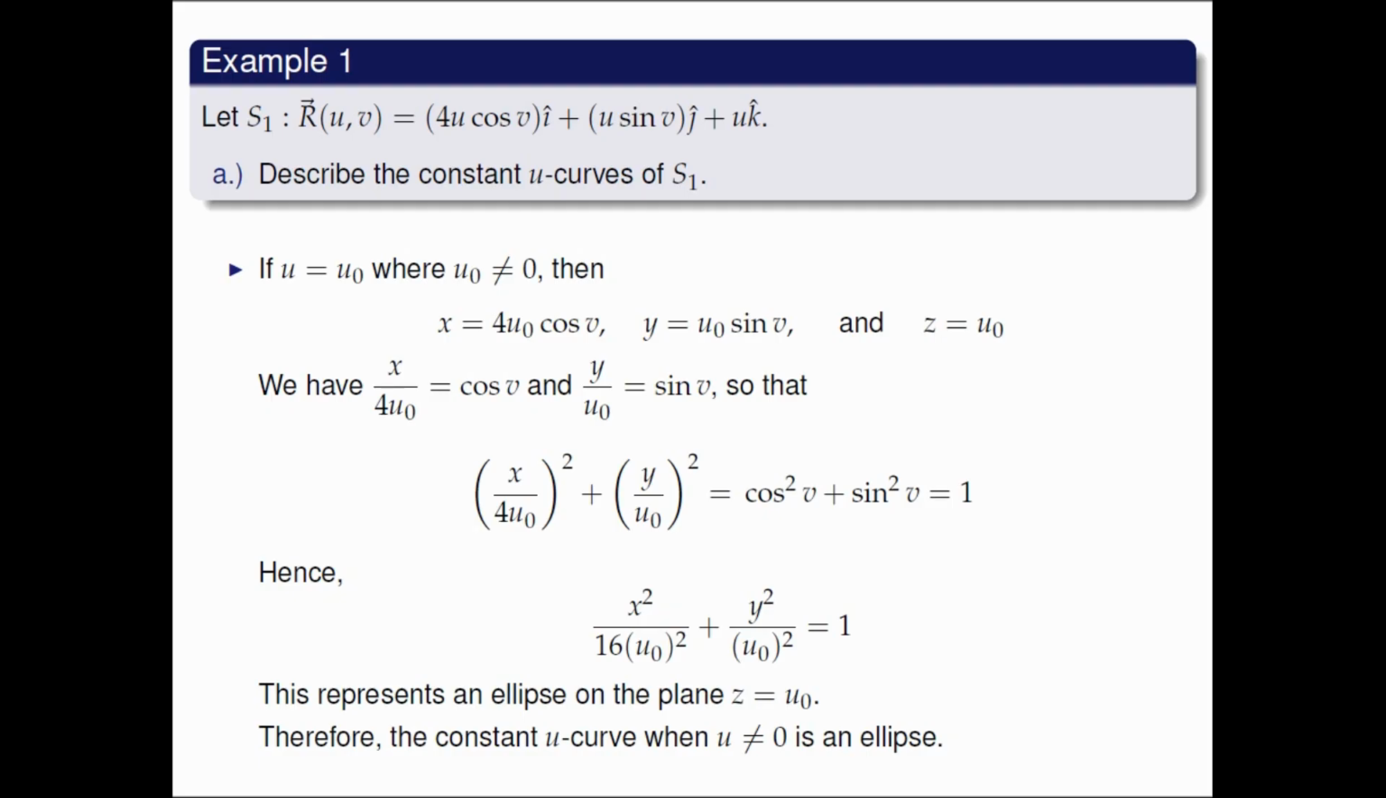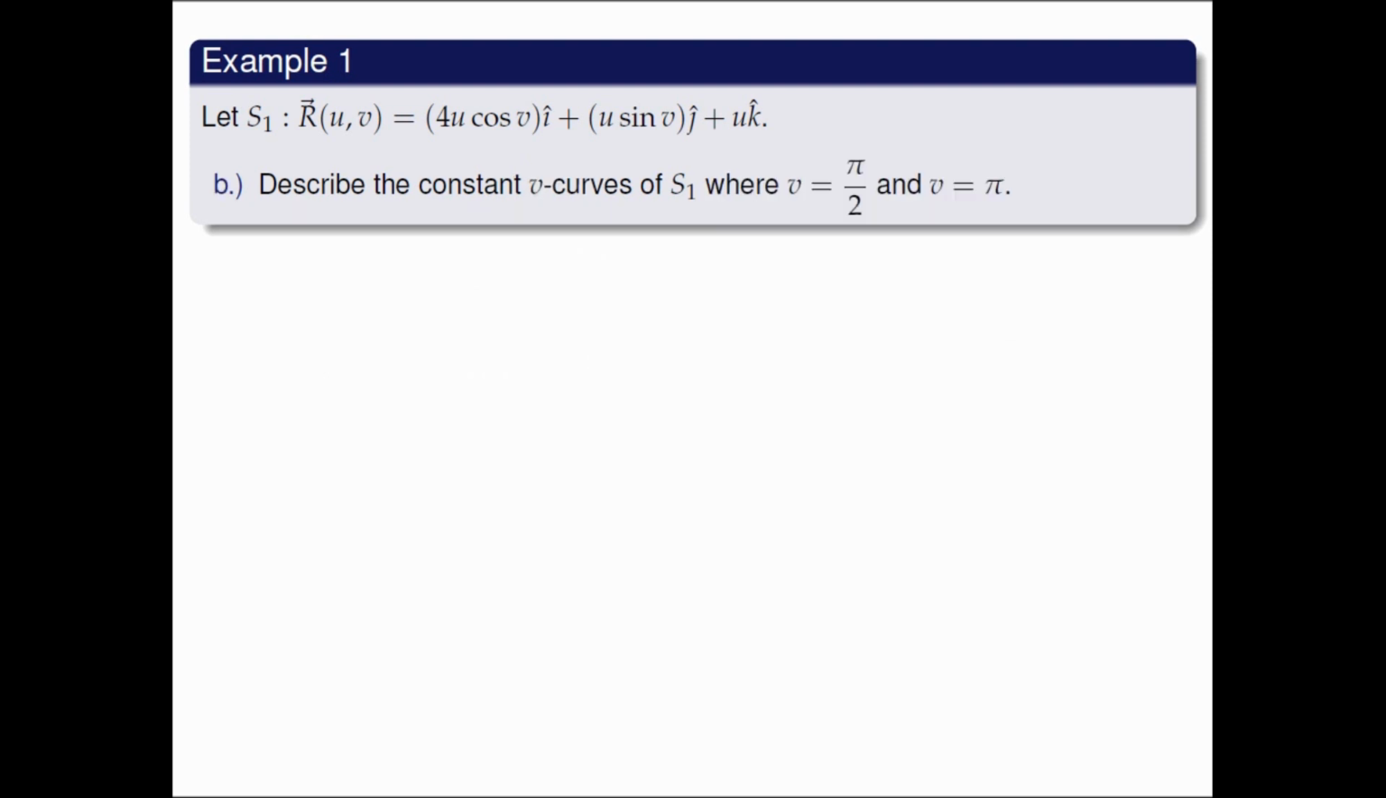So we're now done with letter A. We now proceed to letter B. Describe the constant v curves of S1 where v is pi over 2 and v equals pi. Unahin natin yung case na v equals pi over 2. If v equals pi over 2, then x equals 4u cosine pi over 2. Substitute v equals pi over 2 dun sa x component. Cosine pi over 2 is 0, so x equals 0.